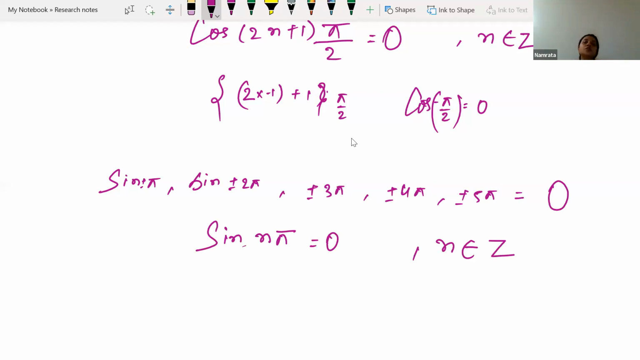So from the above definitions and explanations, we got two conclusions: for an odd multiple of pi by 2, cos theta will be 0, and for sine theta, n pi will be 0, where n is any integer. Is it okay to both of you? Is it clear?